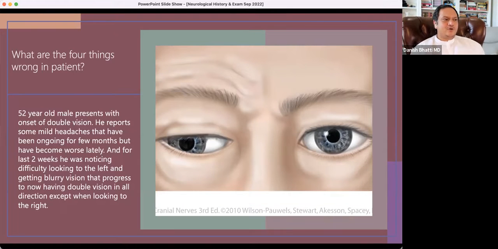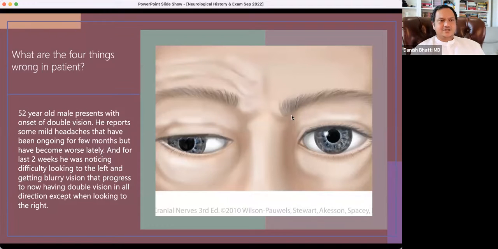So this is a 52-year-old male who presents with onset of double vision. He reports some mild headaches that have been ongoing for a few months, but have become worse lately. And for the last 2 weeks, he was noticing difficulty looking to the left and getting blurry vision that progressed to now having double vision in all directions except when looking to the right. So this is a subacute progressive presentation, right? Subacute onset 2 weeks ago, but it's progressive, it's slowly getting worse. Presentation in a 52-year-old with headache and double vision. Well, initially blurred vision and now it became double.